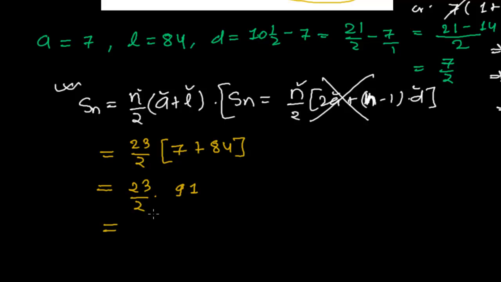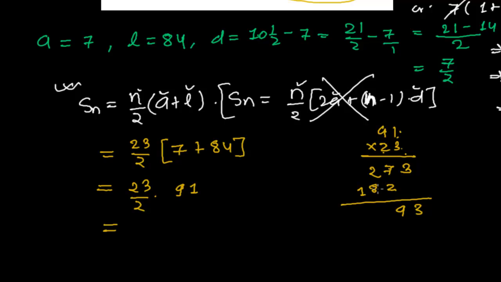So let me multiply 91 by 23 here, right? In rough, 23. Okay, so 3 1s are 3, 9 3s are 27, and 2 1s are 2, 9 2s are 18, right? So 3, 7 and 2, that is again 9, right? And 8 plus 2, that's 10, right? 10, and carry over 1, and so 1 and 1, it will be 2, right?